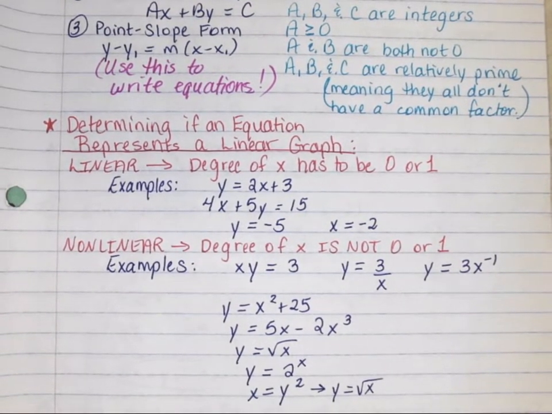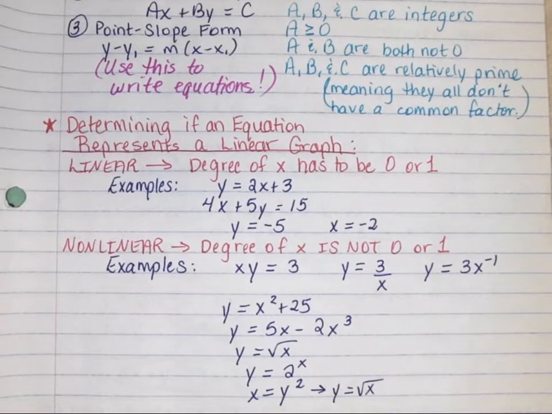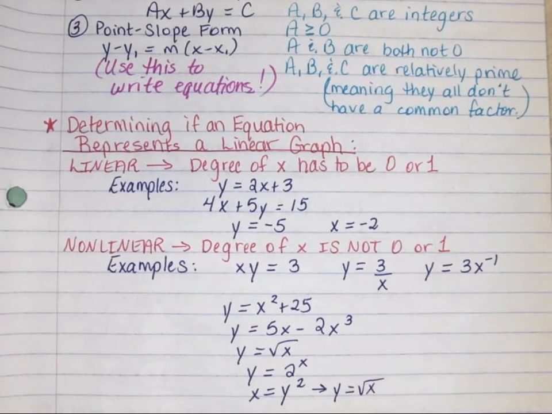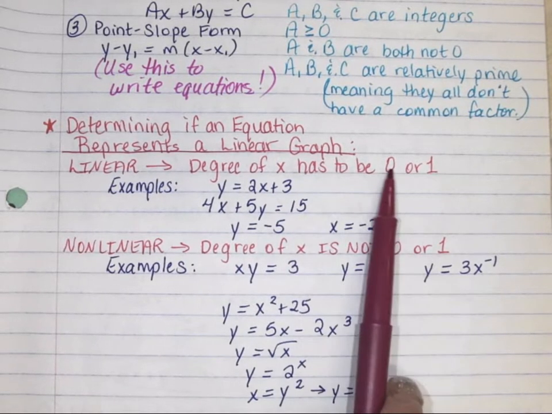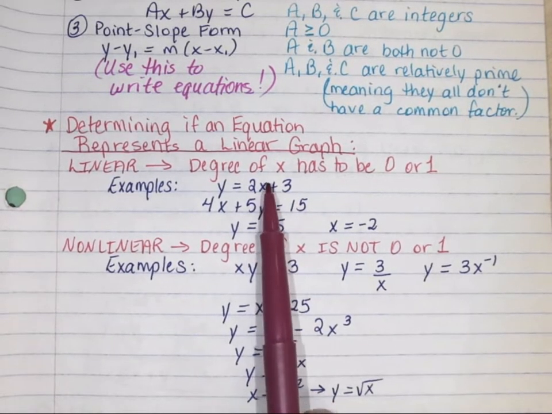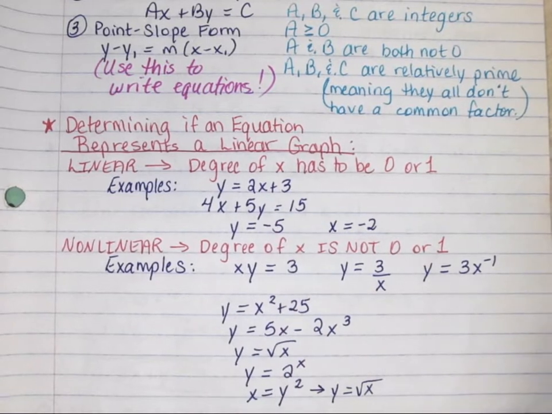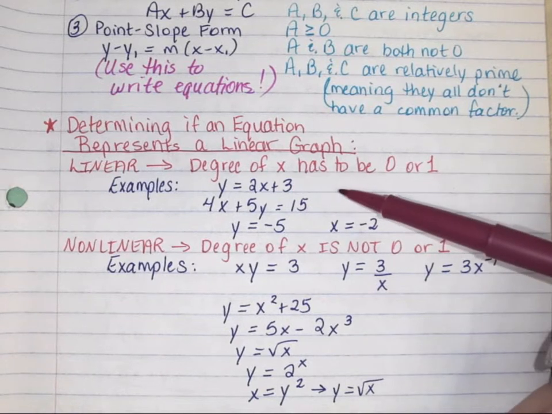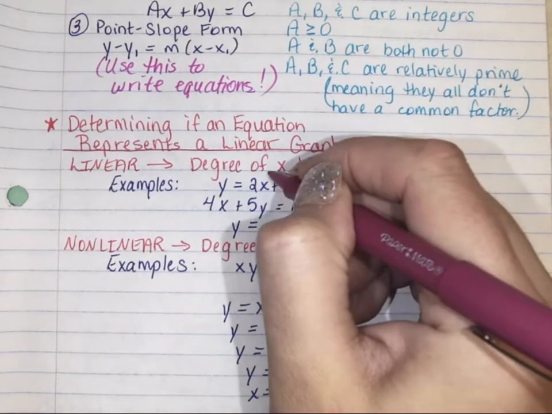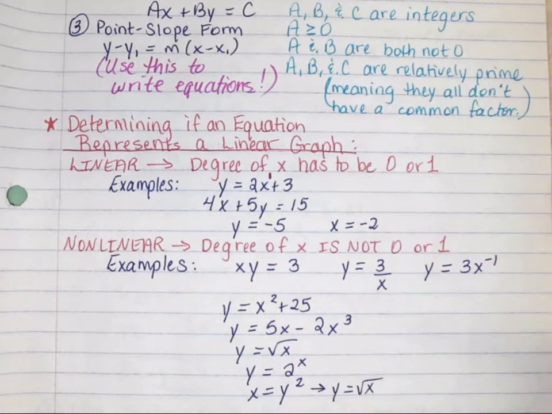Okay, how you determine if an equation is linear versus quadratic, cubic, quartic, and so on is you look at the degree of x. And degree just simply means your exponent, or your highest exponent of your variable. So for example, linear means that my degree of x has to be 0 or 1, and we're only concerned about x. In this equation, you have y equals 2x plus 3, which is in slope-intercept form. Your exponent of x, which is invisible, is understood to be 1.